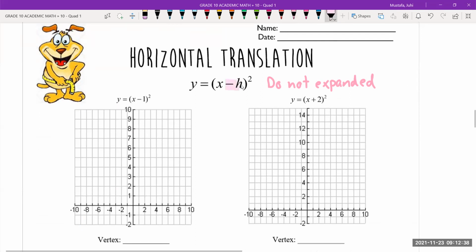The rules for this are a little bit backwards. If you have a number inside of the bracket that is positive, your parabola is actually going to move to the left. That's counterintuitive because usually you think moving to the left means negative. But in this case, if you have a number in here that's positive, you're going to move to the left. And if you have a number in here that's negative, you are going to move to the right. So make a note of that. Counterintuitive, but that's how it works.